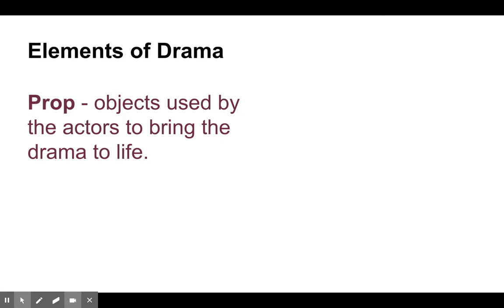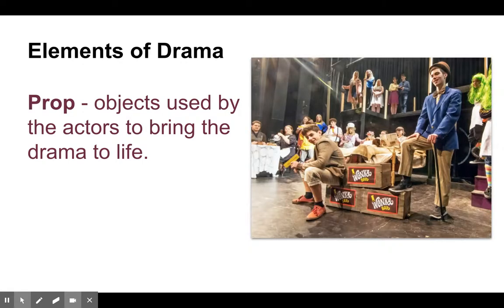Okay, next we're going to talk about props. Props, those are the objects that are used by the actors to bring the drama to life. So you'll notice in this production of Willy Wonka, we've got Willy Wonka's cane. That's the prop that the actor carries to make it look more real. We also have the boxes of chocolate that Charlie is sitting on. And then over in the background, you'll notice that there's a whole table with a whole bunch of food and tea that the Gloops are eating from. So these are all props that help bring the drama to life.